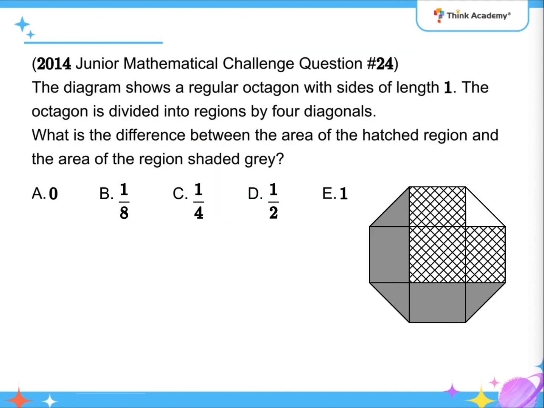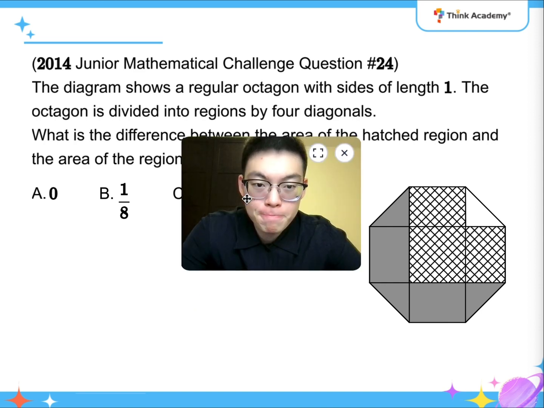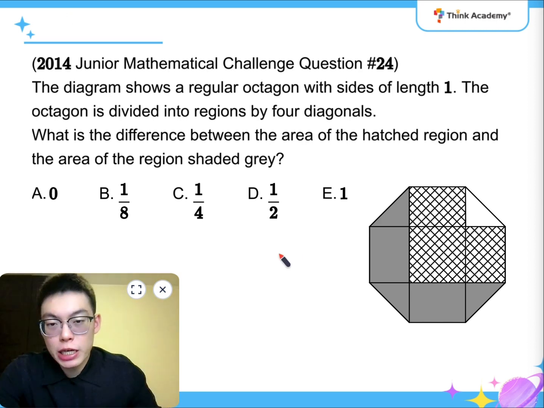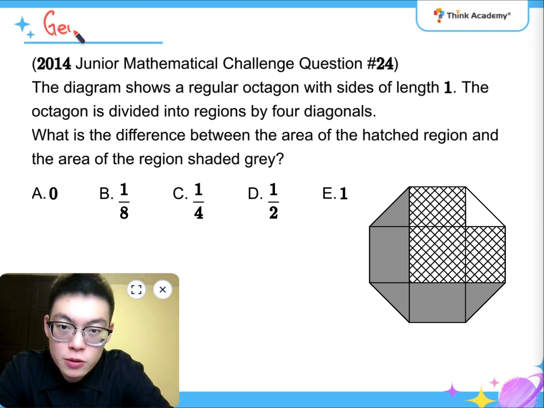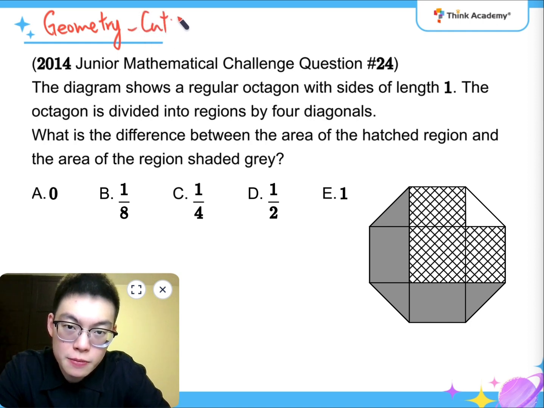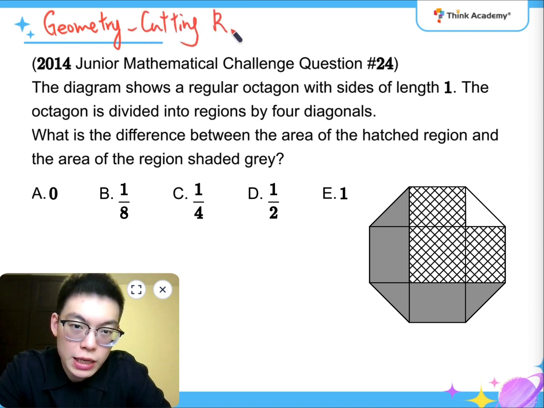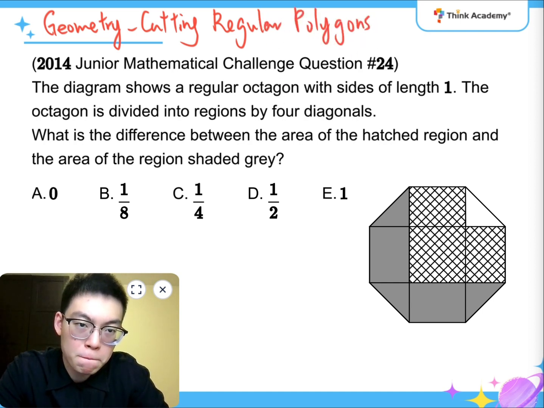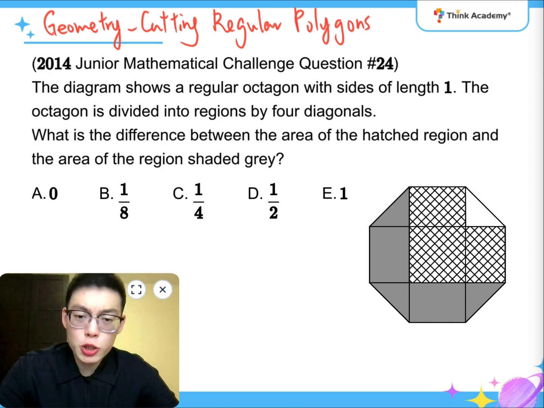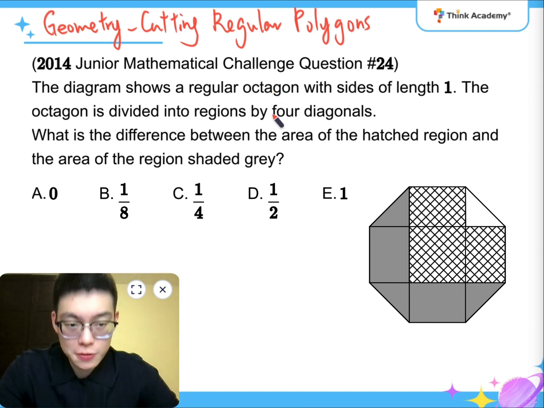As for question 24, it's going to be about cutting up regular polygons. So it will be a geometry question on cutting up regular polygons. So how do we cut up an octagon?